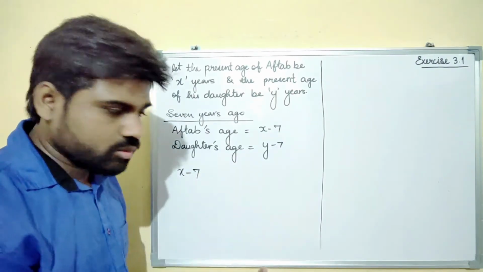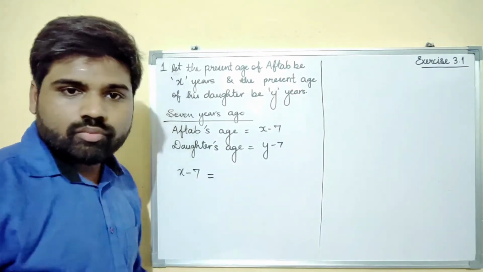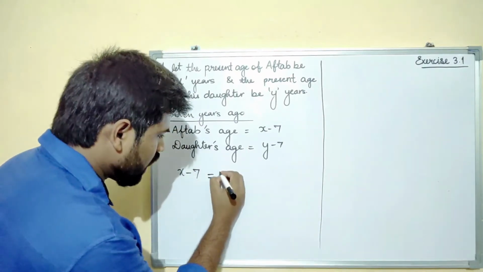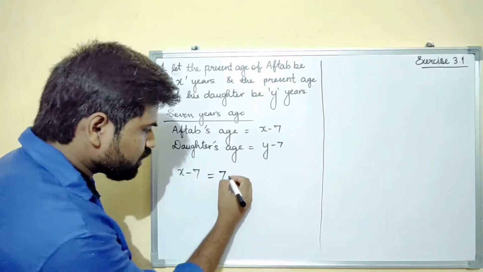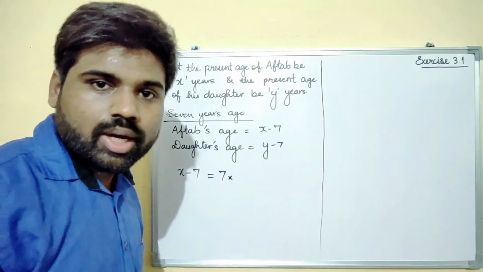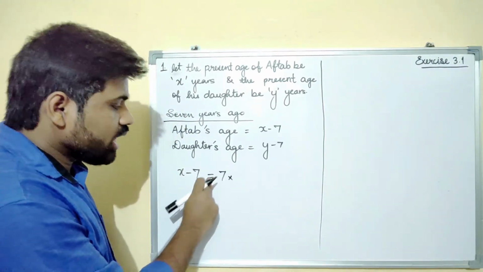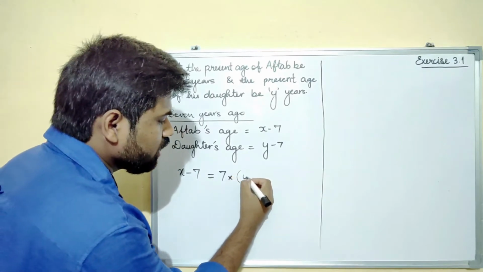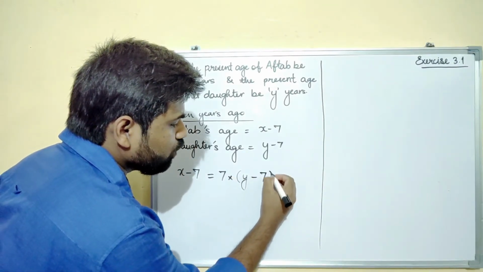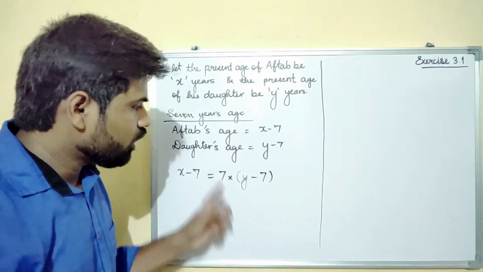I was will be equal to 7 times. I was 7 times, times means multiplication, right? So I, that means Aftab, was 7 times as old as you were then. He is talking to his daughter.